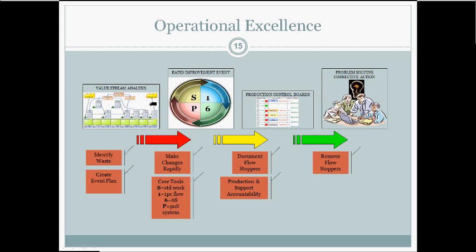One is called standard work. One is called one-piece flow. 6S, which is about organization and cleanliness. And then pull systems, which is how the product is pulled through the process. And once you implement that, you're going to have issues come up. And those issues should be documented on what's called the production control boards or flow control boards, where you document the flow stoppers, and then you have support groups work those issues through what's called problem solving and corrective action. So you remove those flow stoppers.